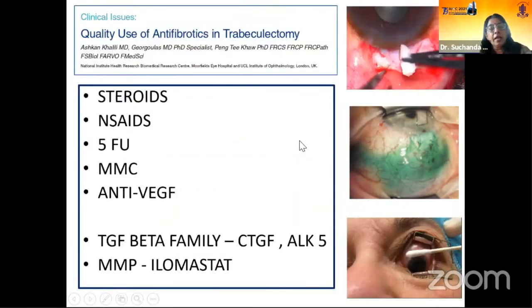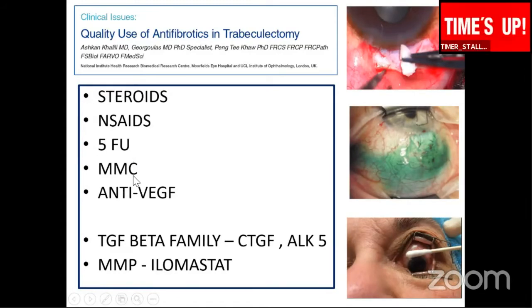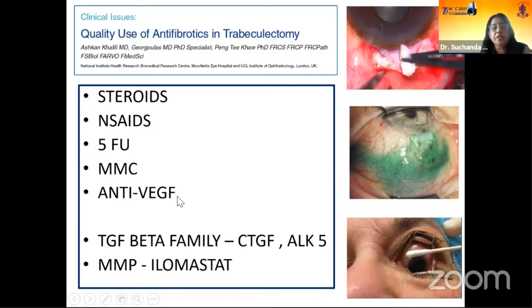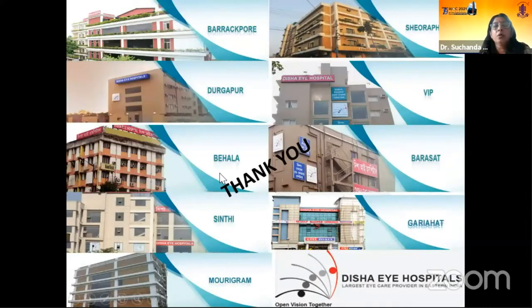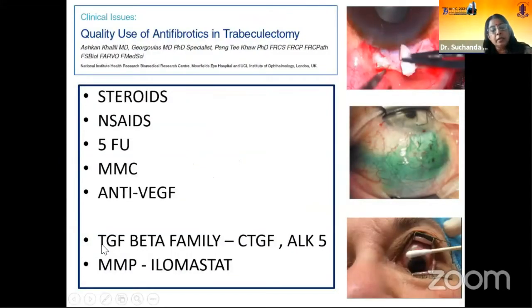So the current antifibrotics that we use are steroids, NSAIDs, 5-FU most commonly, and anti-VEGFs in some cases, which help us to modify our wound healing. But we are looking forward to more promising elements, the transforming growth factor beta family and the matrix metalloproteinase inhibitors, to give us maybe more promising drugs in the future. Thank you.